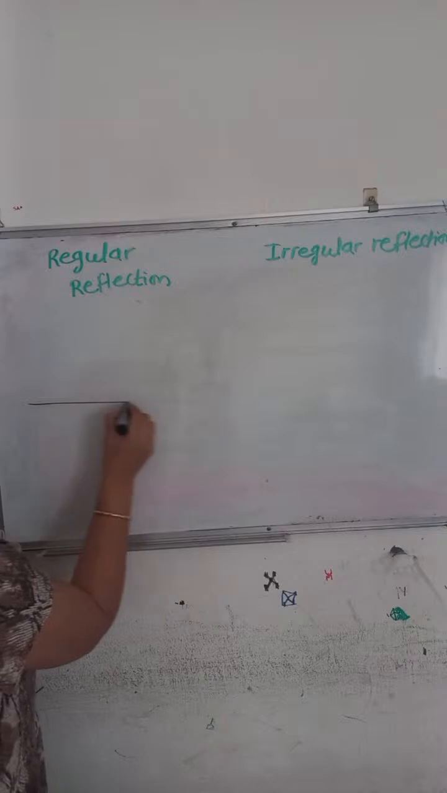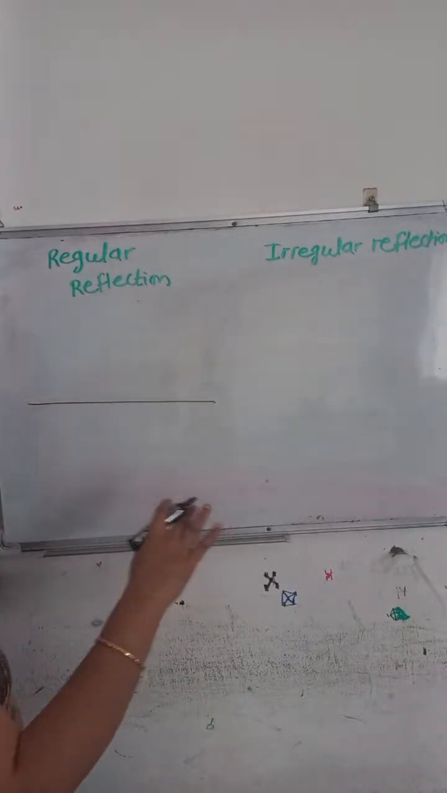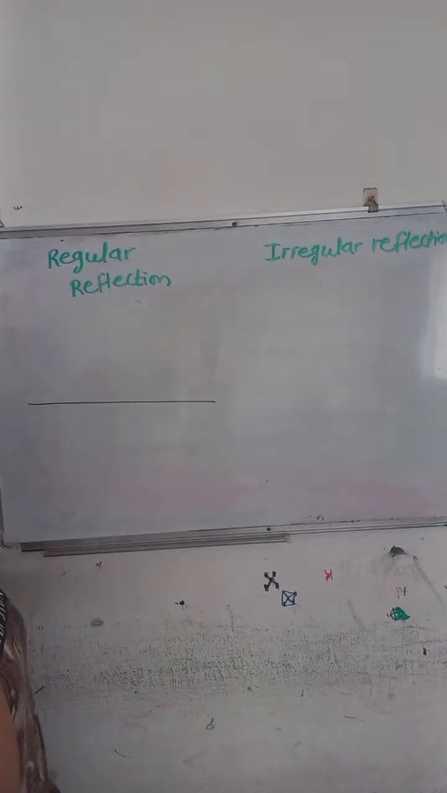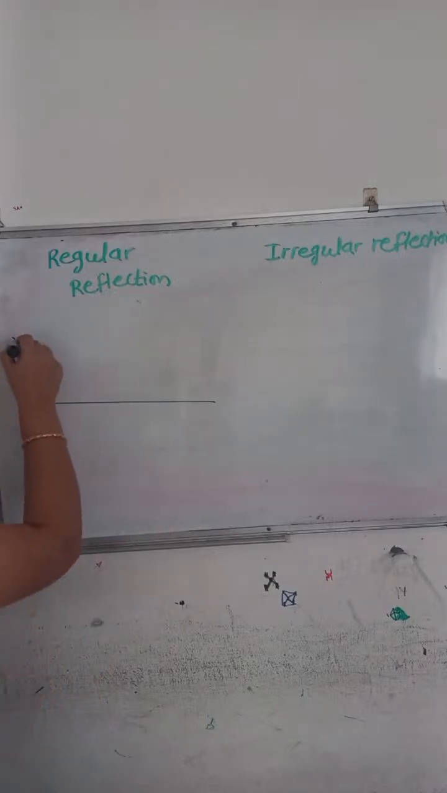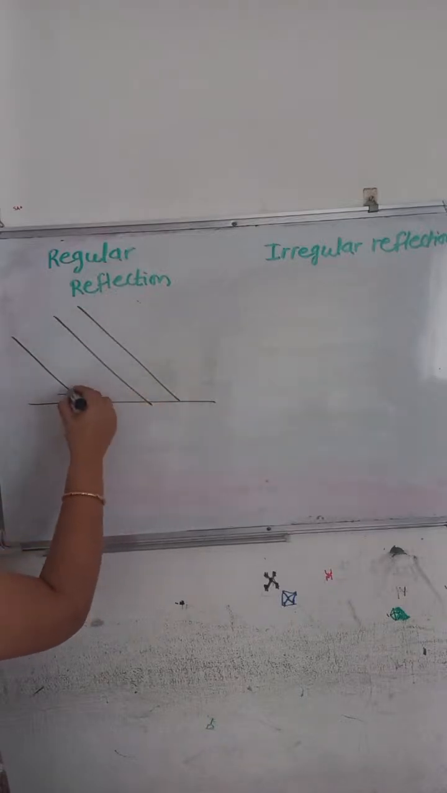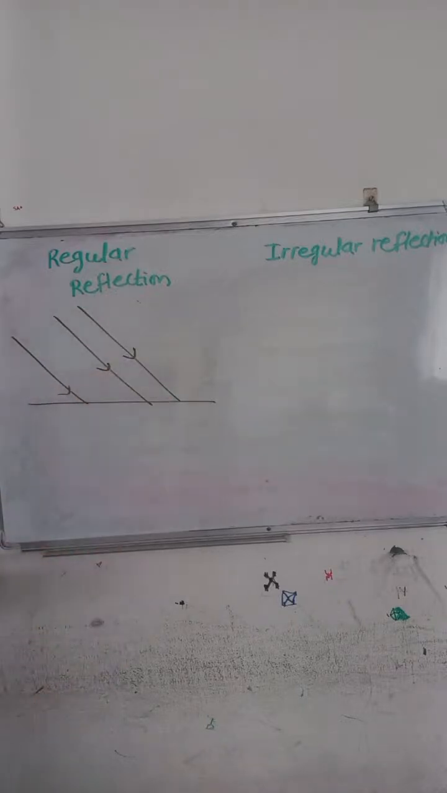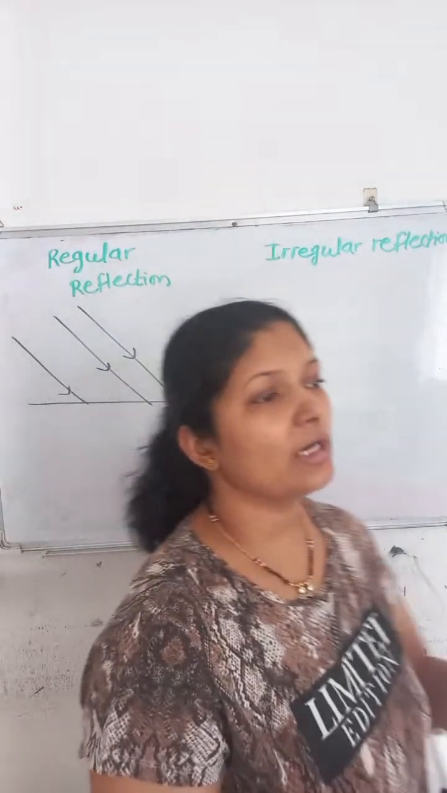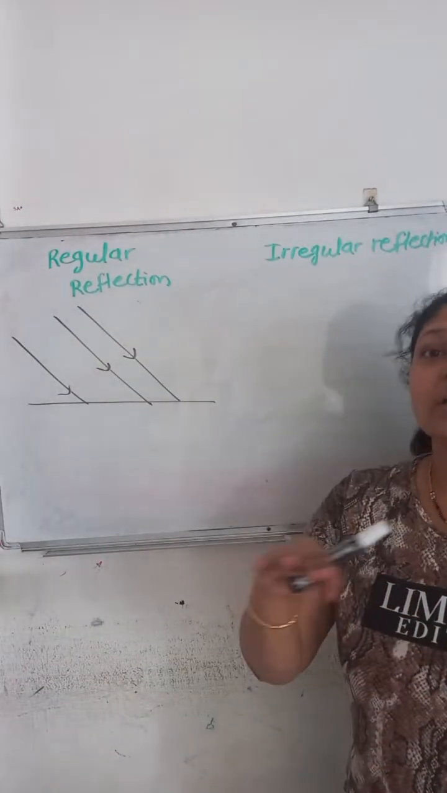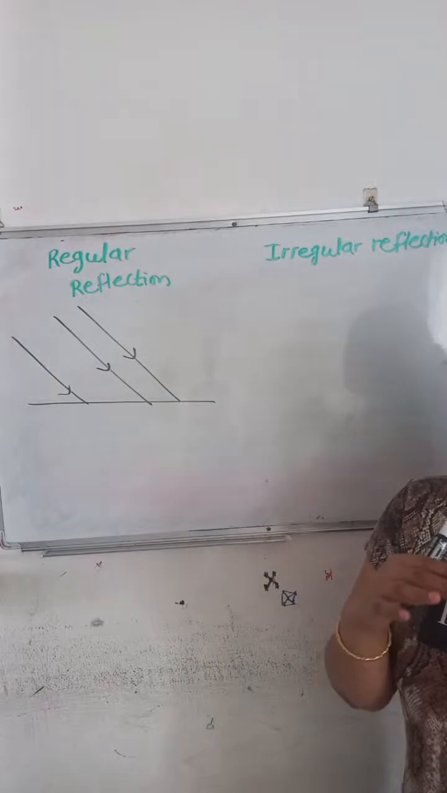So I will take one surface. Okay, so that surface is what? Even. That surface is smooth, that surface is shiny. Now here these are the rays which are falling on the surface. See what I told you, to get a regular reflection, I told you the condition. The surface should be what? Clear, even, smooth and shiny.